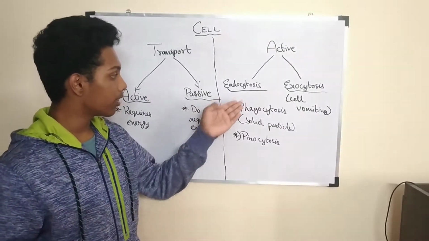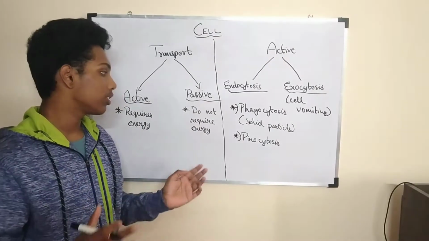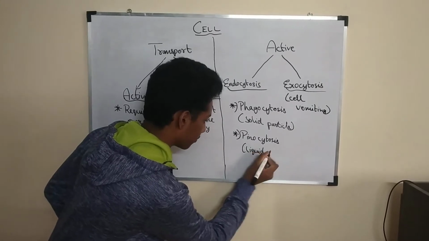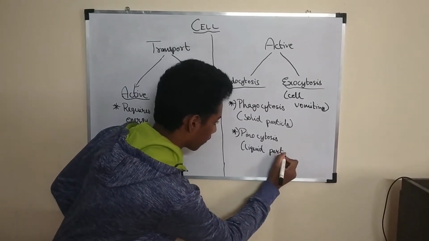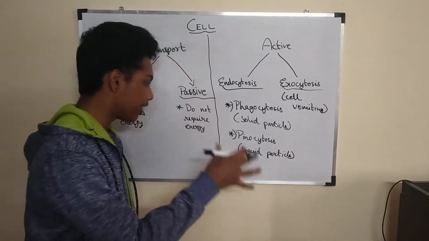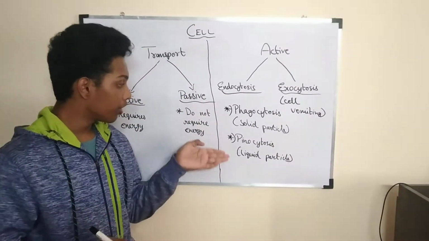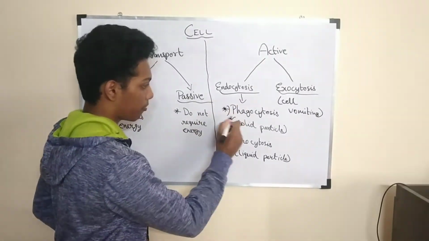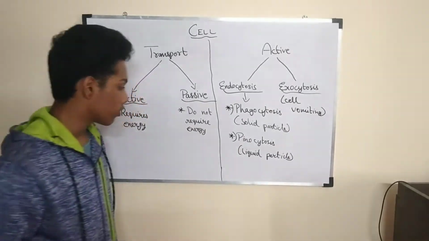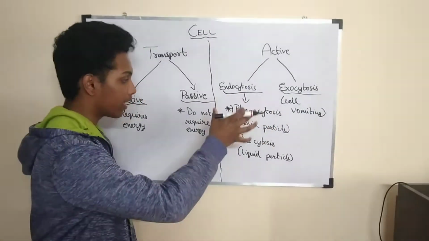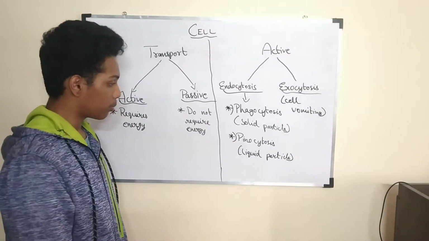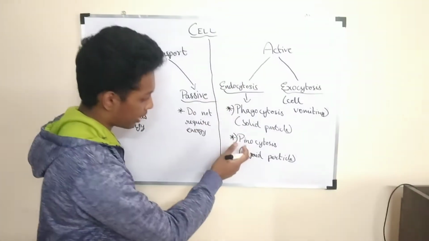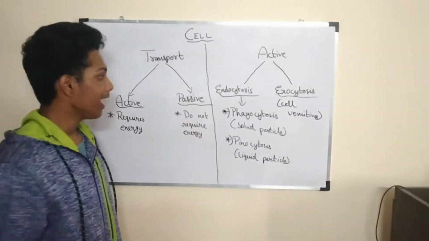This process can easily be termed phagocytosis, while pinocytosis is of a liquid particle. So if the particle which it is engulfing is a liquid, you can term it pinocytosis. So endocytosis will be of two types. One is phagocytosis and the other one is pinocytosis, where phagocytosis means engulfing of a solid particle and pinocytosis means engulfing of a liquid particle. These two types come under endocytosis.